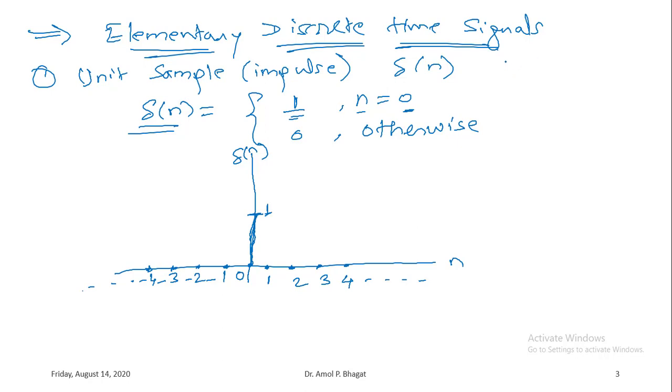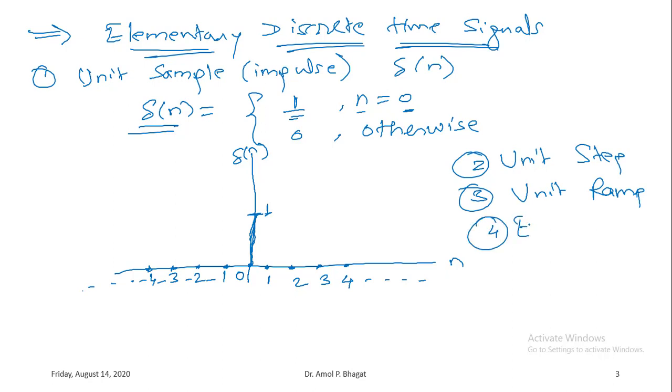The second one is the unit step signal. Third one is the unit ramp signal, and fourth one is exponential signal. So now let's look at what is unit step signal and how it is represented. So in case of unit step sequence or unit step signal.